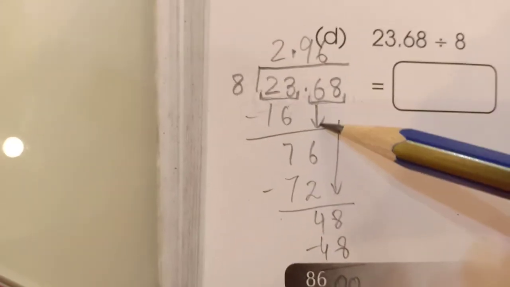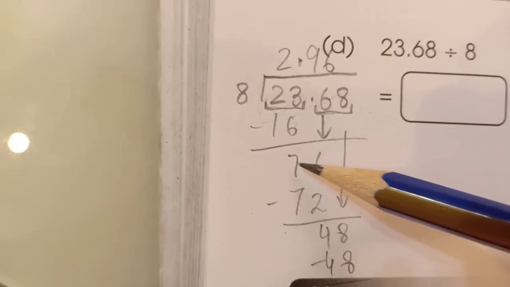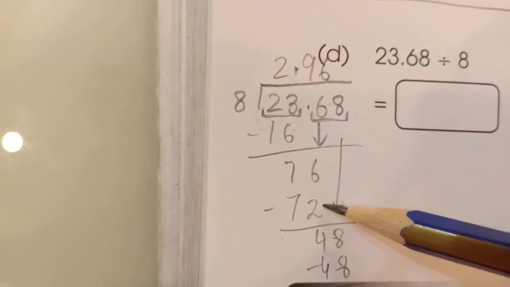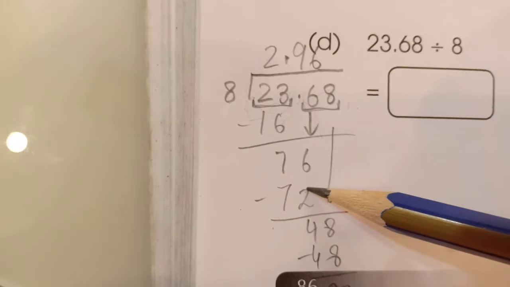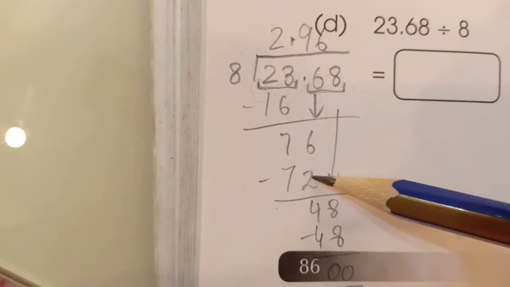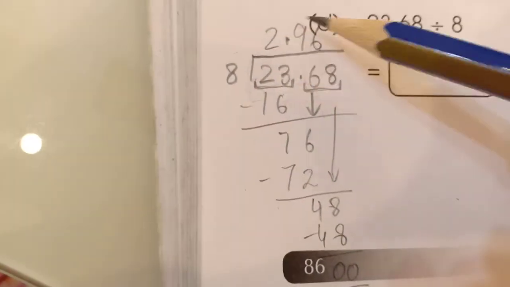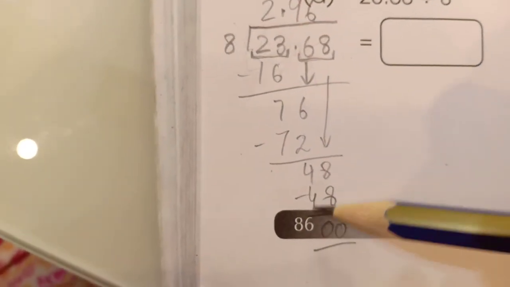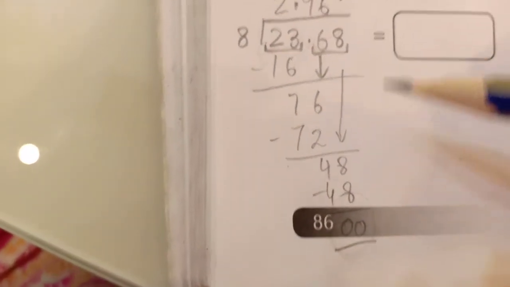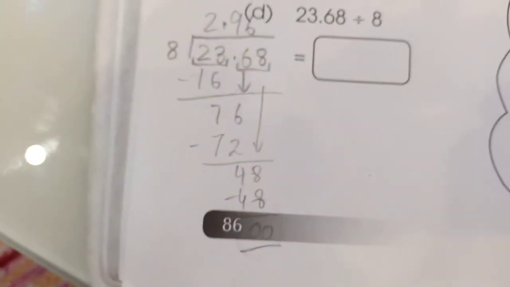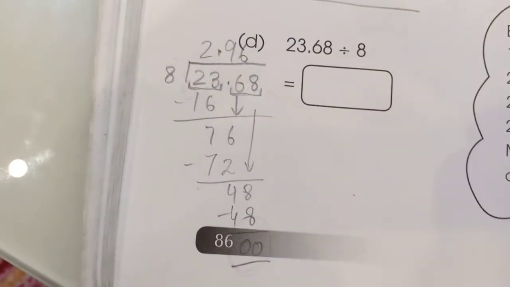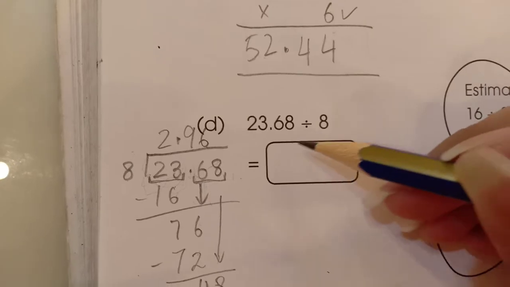Now we have brought down 6 and got 76. The smallest nearest number is 72. 8 9s are 72. Then we have subtracted. We have gotten 48. 8 6s are 48. When there is a remainder 0, we know our sum has ended. The answer is 2.96.